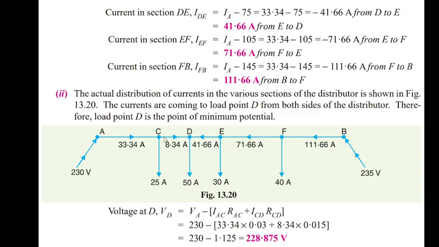and CD. So from the voltage at A, if we want to find the potential at point D, we know the potential at point A, so we have some voltage drop here, we have some voltage drop here, so we can find the voltage drop here. And using the computed currents and resistances, the minimum voltage at point D is found to be approximately 228.875 volts. So this is the minimum voltage.